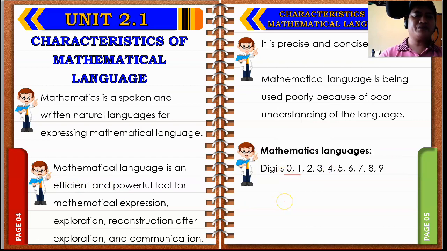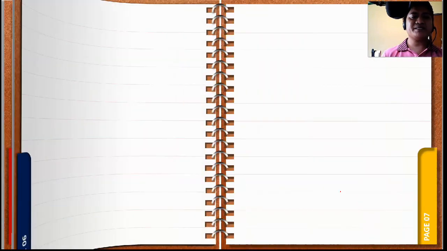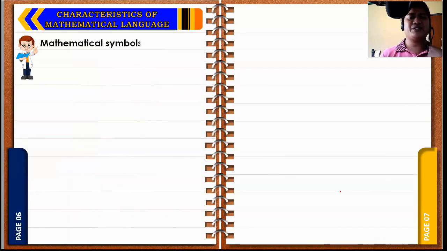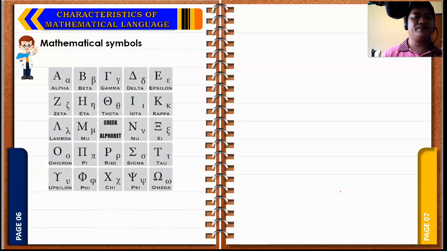So when we say 0 or nothing, we understand its meaning. There are many symbols in mathematics, and most are used as a precise form or shorthand. It is quite important that we familiarize ourselves with the symbols, and we need to understand their meaning.